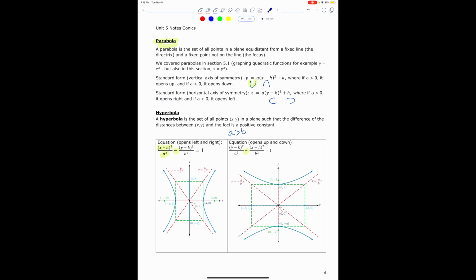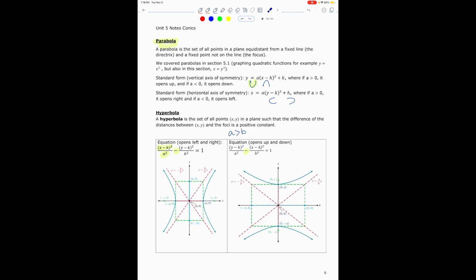And here are the foci. The center, in this case, is at 0 and 0. It is usually at h and k, but this one is special and it's centered at 0 and 0. We have also the asymptotes. These are the asymptotes. The hyperbola is going to approach but will never touch them.